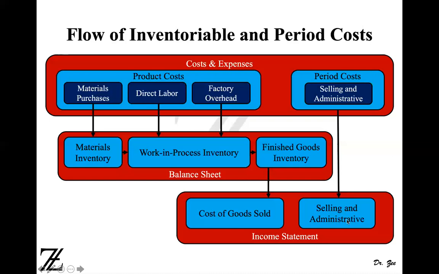You expense it in the period you incurred, right? If you incur selling expenses in any period, you expense it in that period. If you incur administrative expenses in a period, you expense it in the period you incur. So selling and admin expenses or period costs or non-manufacturing costs or operating expenses move to income statement directly. So that's how your inventoriable and period costs flow in the financial statements.